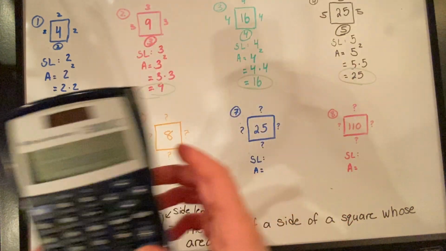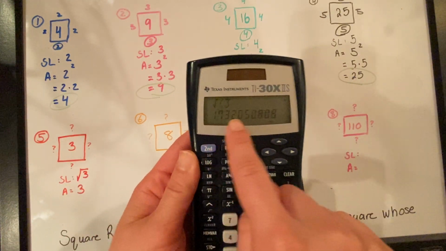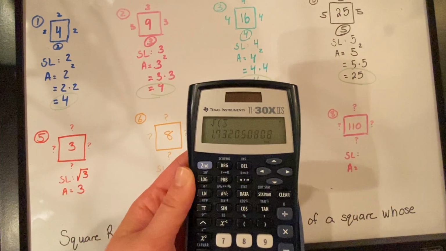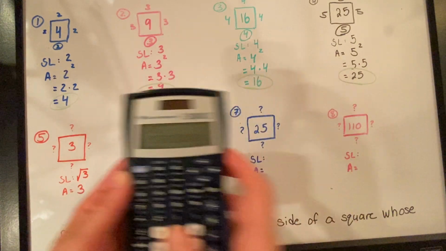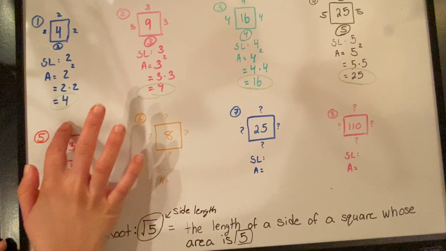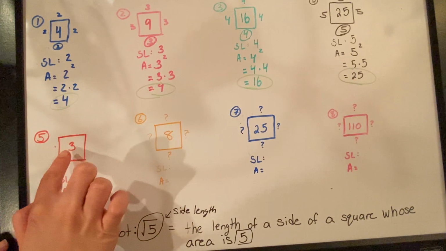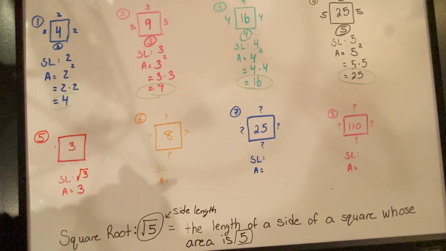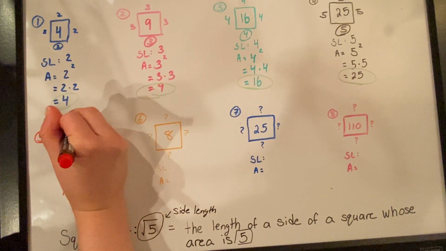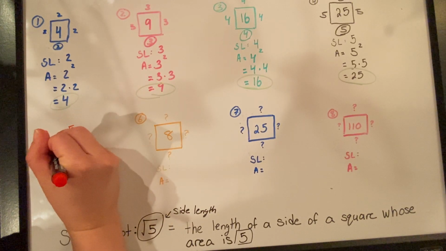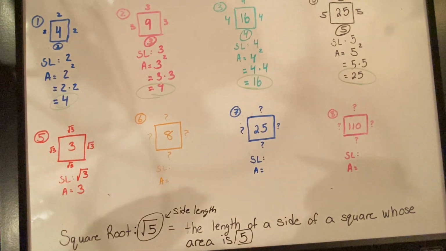And you get 1.732 and so on. So instead of writing this really long decimal, we'll just write that my side length is the square root of 3. So we're going to erase all of these question marks. So if the area is 3, my side length is the square root of 3. So each one of these will be square root of 3, and square root of 3. Okay?